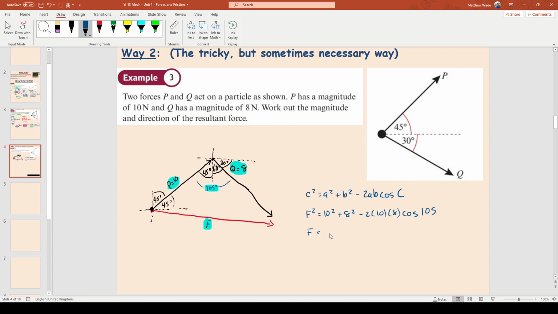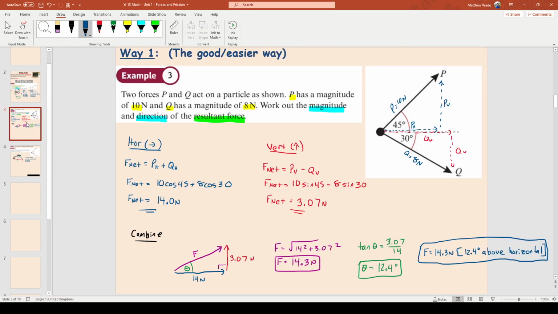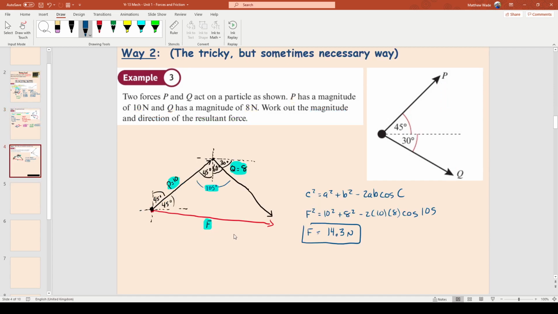Oh, thank God, square root answer. Equals 14.3, thank God. Okay, 14.3 newtons. So that's what you got right there, my buddies. I had above horizontal on this one, didn't I? Vertical, up and right. Okay, and that's cool. That's what we've got then as our magnitude, which we have right.